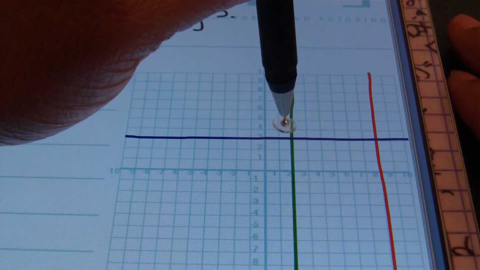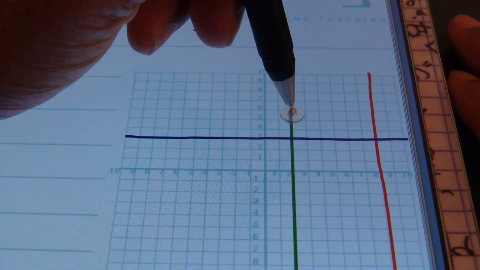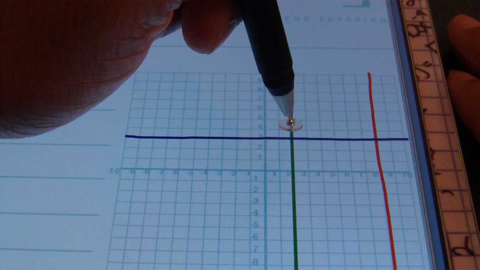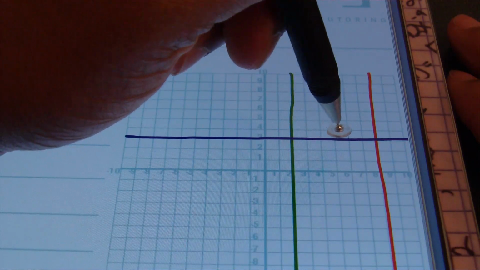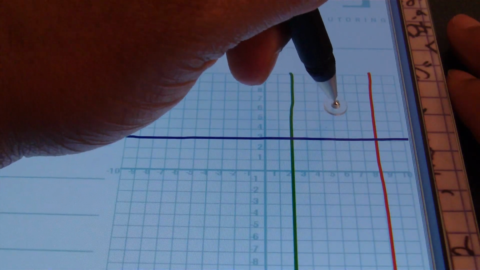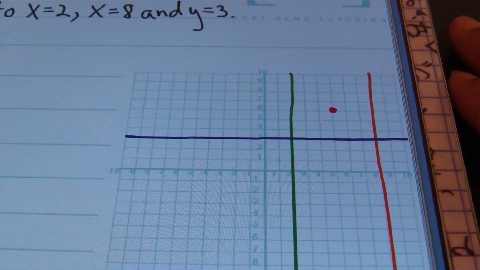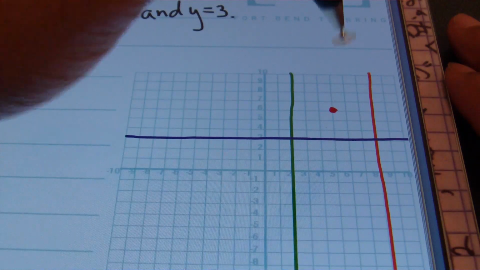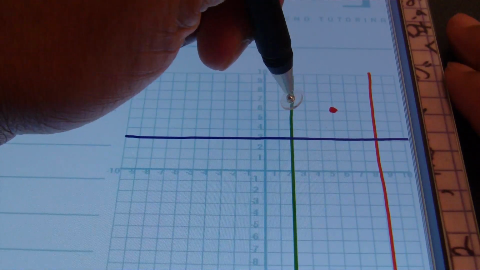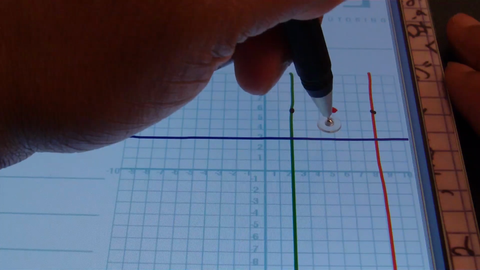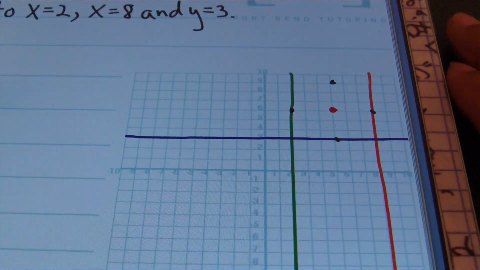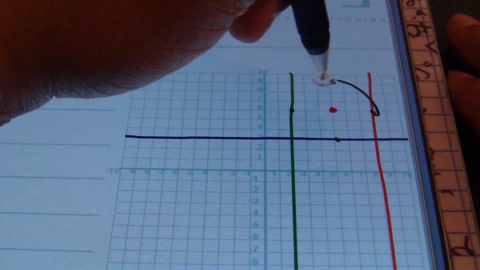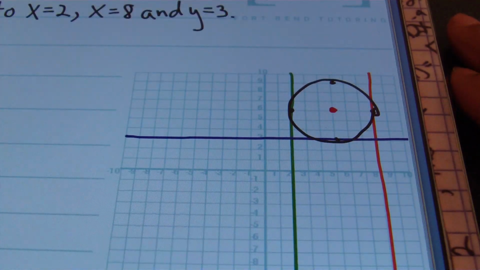So we're going to be counting over from this intersection here, 3 places, and then going up 3 places. So I'm counting over 1, 2, 3, and then up 1, 2, 3 to give me a point right here. And that's going to be our center. If I want to complete the graph, I'll have a point here on the circle. That's right. It'll be 3 places from the center in each direction. And I can just go ahead and plot that just like that. And that's what you're looking at as far as your circle is concerned.